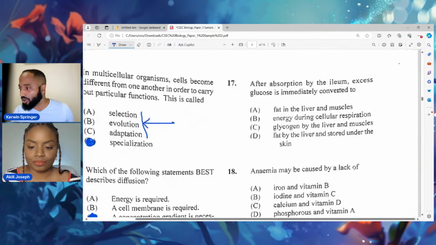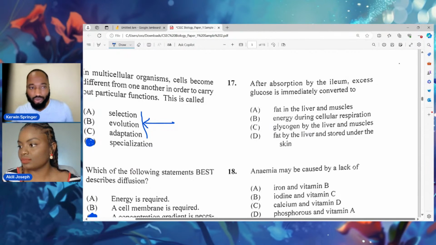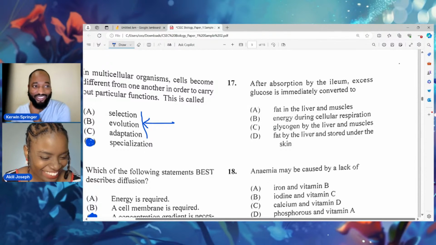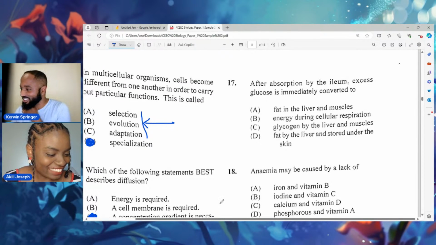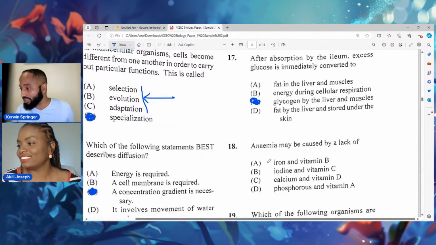After absorption by the ileum, excess glucose is immediately converted to glycogen by the liver and muscles. Well done, Josh. Josh here is getting everything correct for the last three weeks. Yes, Josh, you get everything correct in the exam.